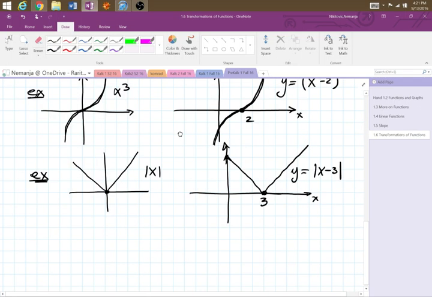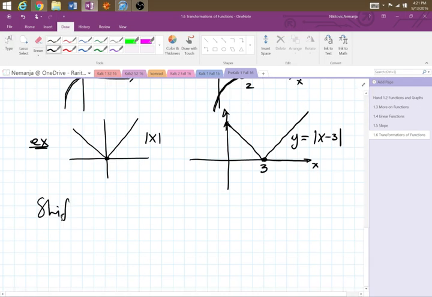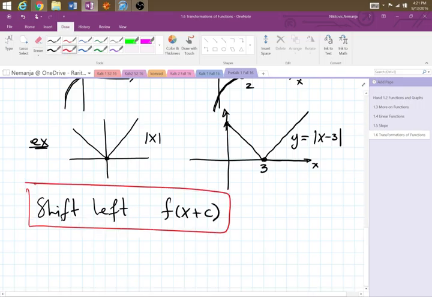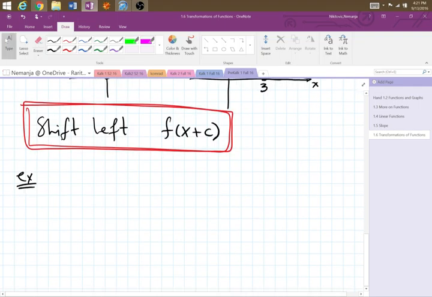Let's shift left. To shift to the left, we have f of x plus c in parentheses. So let's go with the example, let's say square root of x. Now we know that we are not supposed to use negative numbers in square root, right? We talked about the domain in the last 2 classes, so we know that we are not supposed to put square root of negative 2 and so on, because those answers are not real numbers.